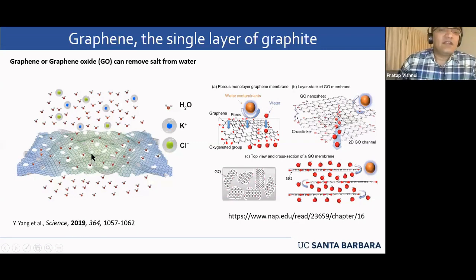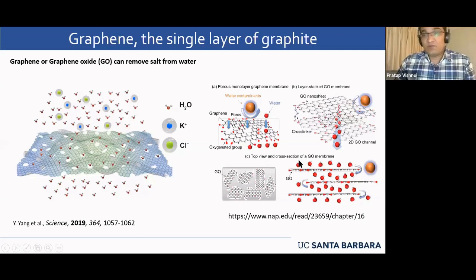So look at this graphene sheet. There are holes of nano size, maybe 2 or 3 nanometers, or maybe less than a nanometer. You create these holes and then pour water on that. What it will do is it won't allow the other ions, which we don't need, to come down. They will remain on their own side.